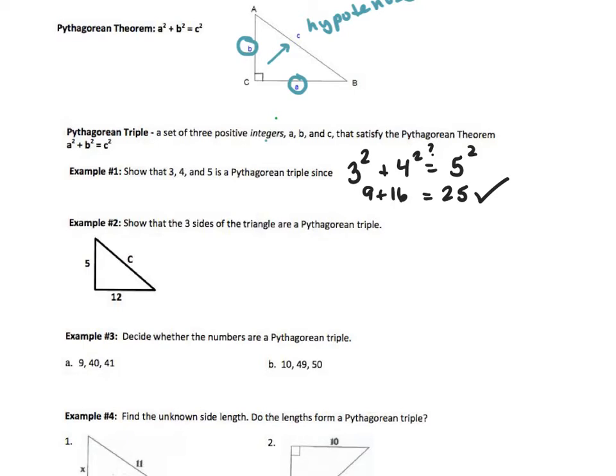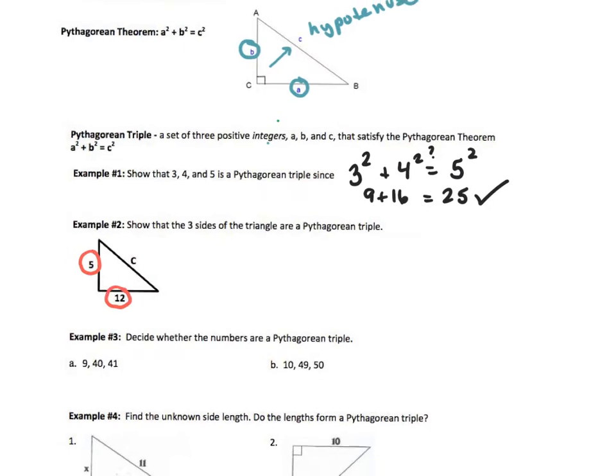Now, example 2 says, show that the three sides of a triangle are a Pythagorean triple. So we have two sides here, 5 and 12. So we have to see if the third side, using the Pythagorean theorem, is an integer. There's always a way to find the third side, but a lot of them have square roots and things like that. So we want to see, does it actually turn out to be an integer?